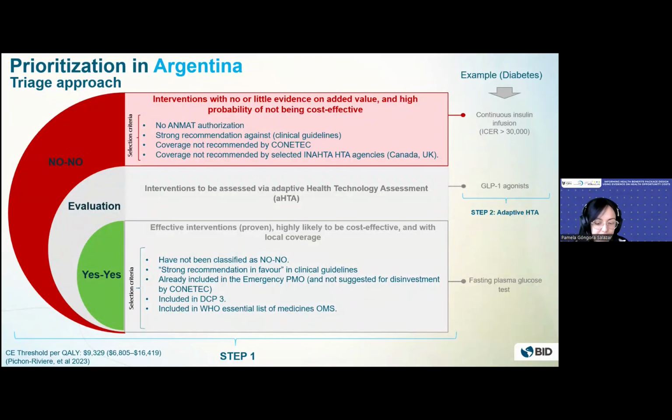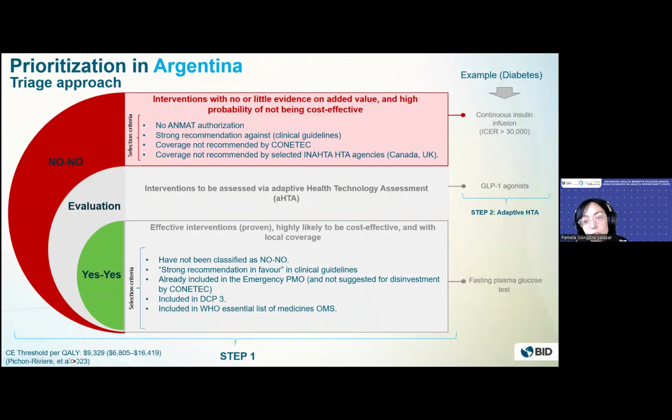We have to be efficient in the cost effectiveness prioritization of health interventions. There are some interventions that we all know are very likely to be highly cost effective, and the country is already providing coverage for them. Those are the ones that we classified as the yes. The effectiveness of these interventions is proven, and they are highly recommended in clinical guidelines. So there is no reason for us to conduct additional studies or evaluations.